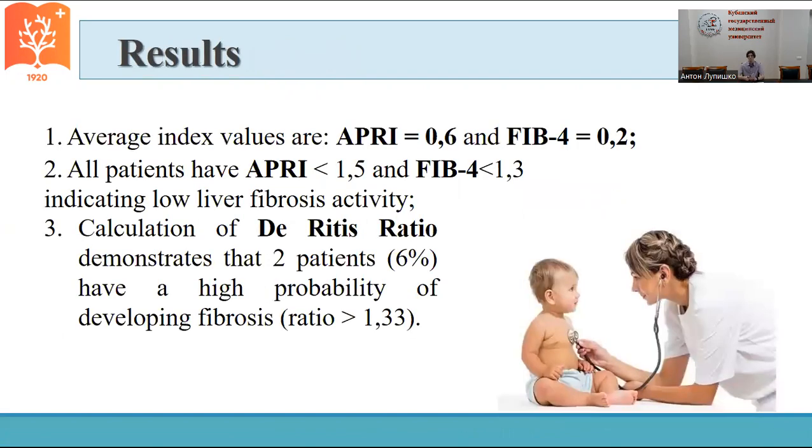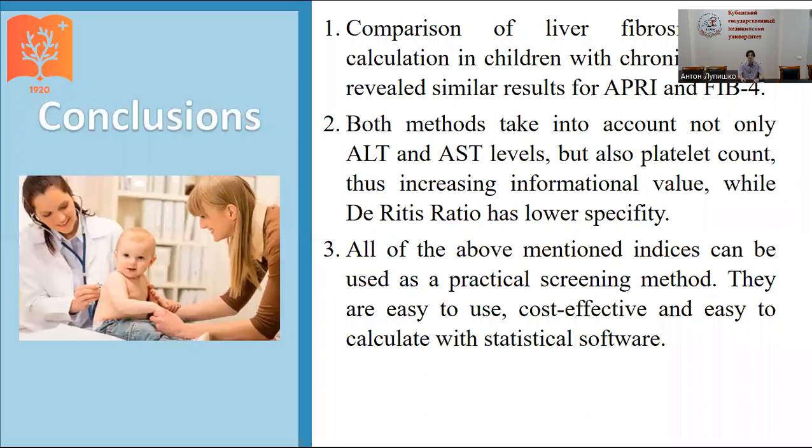So let's talk about our results. Average index values are APRI equals 0.6 and Fibrosis-4 equals 0.2. All patients have APRI less than 1.5 and Fibrosis-4 less than 1.3, indicating low liver fibrosis activity. Calculation of the De Ritis ratio demonstrates that 2 patients, which means 6% of all of them, have a high probability of developing fibrosis, with a ratio more than 1.33.